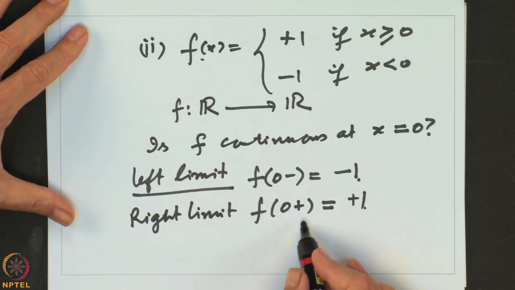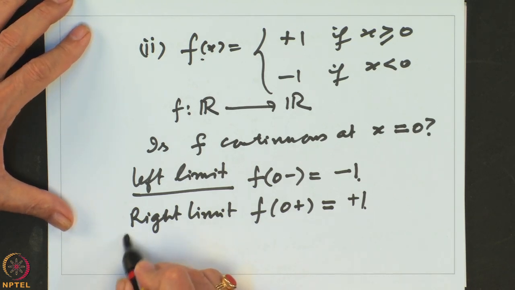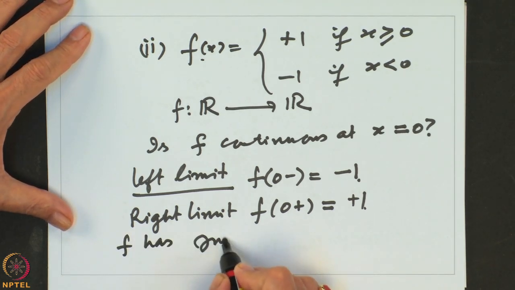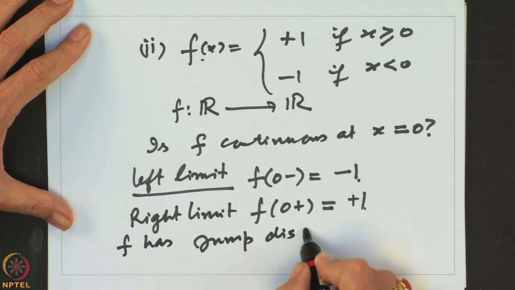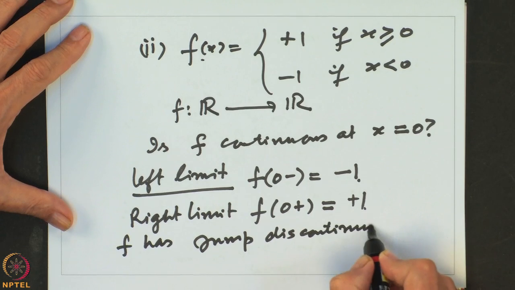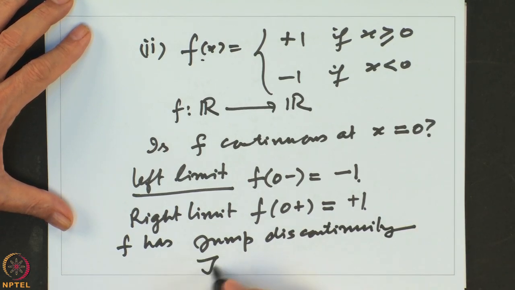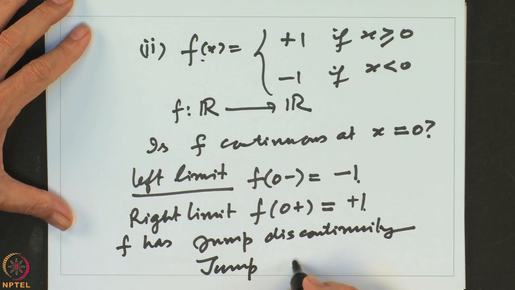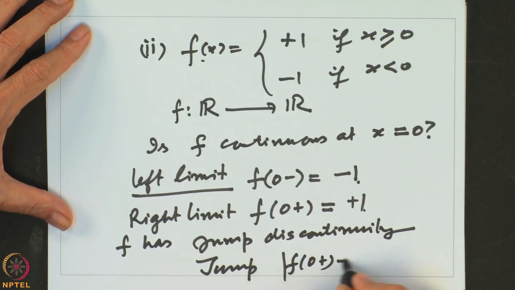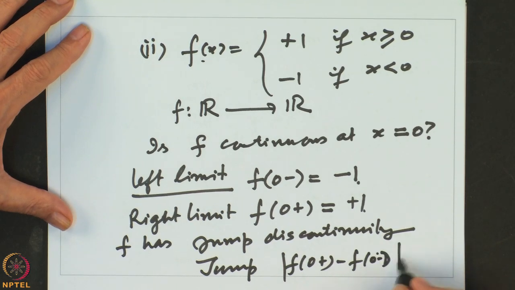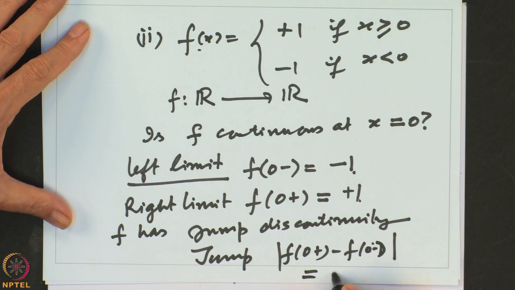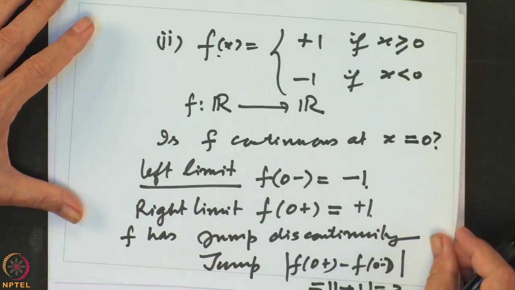So, both left and right limits exist, right. So, f has a jump discontinuity. And what is the jump? The jump is equal to f 0 plus minus f 0 minus, and what is that equal to? That is 1 plus 1, which is equal to 2. So, there is a jump of 2 at that point. So, that is a jump discontinuity, and let us finally look at one more example.